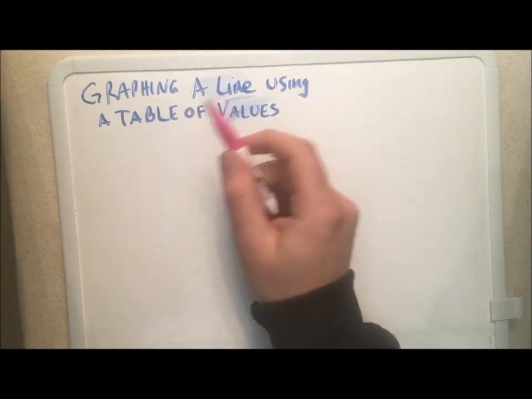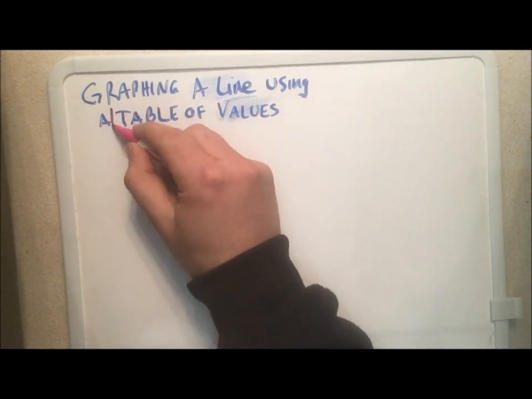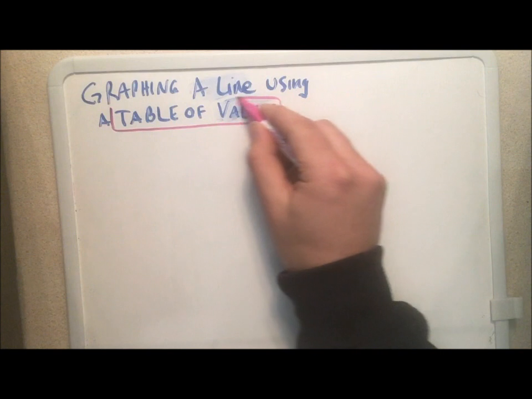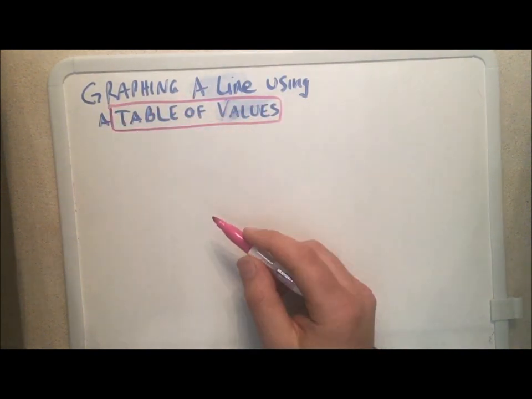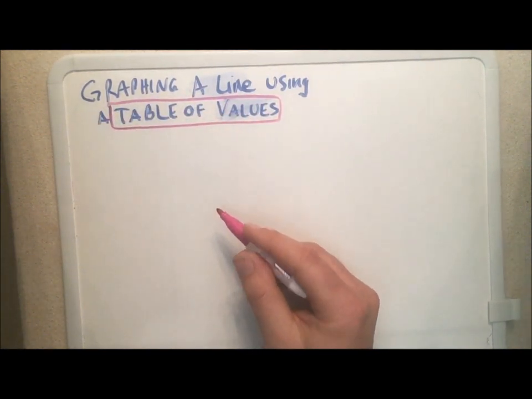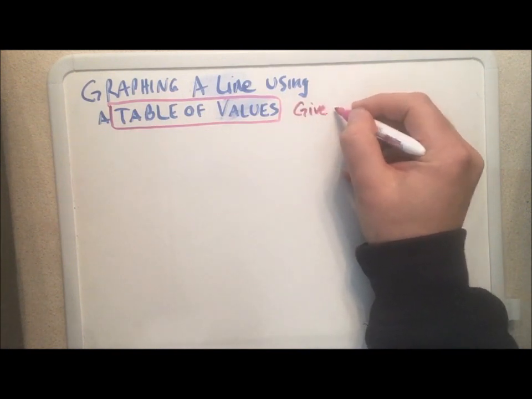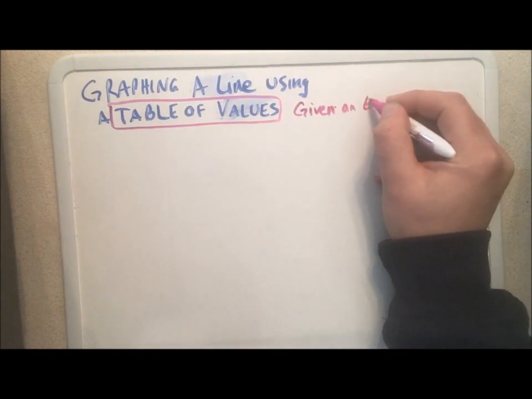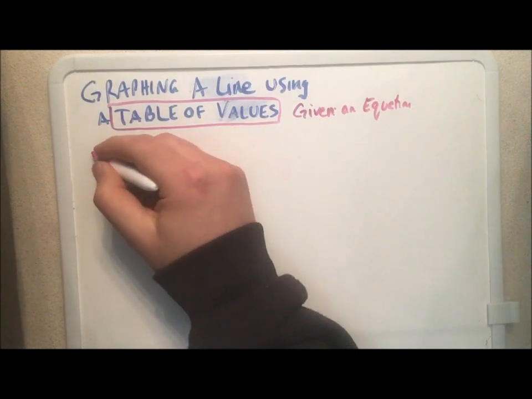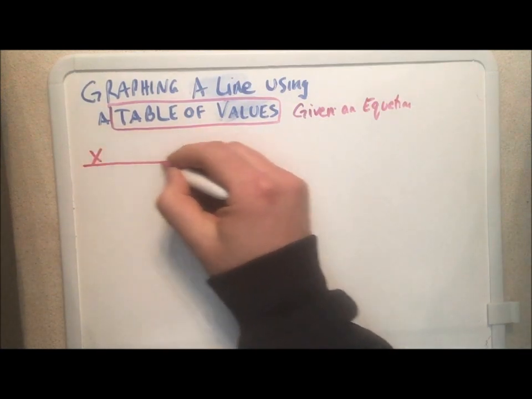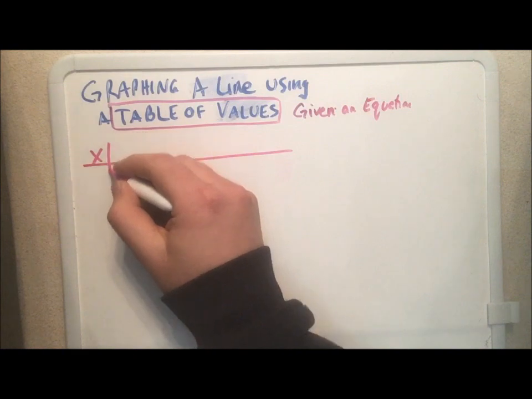Hey everybody, this video is about graphing a line using a table of values. A table of values is an awesome thing because it works 100% of the time as long as we have an equation. So we'll be given an equation, and here's what a table of values looks like. And it's like this 100% of the time forever and ever.